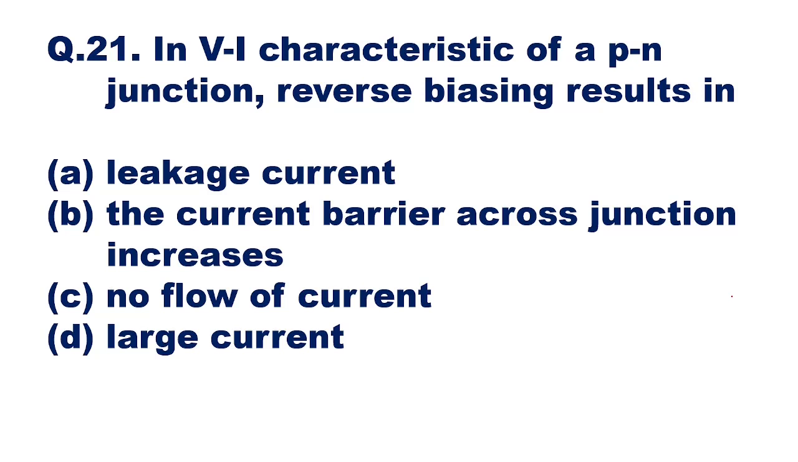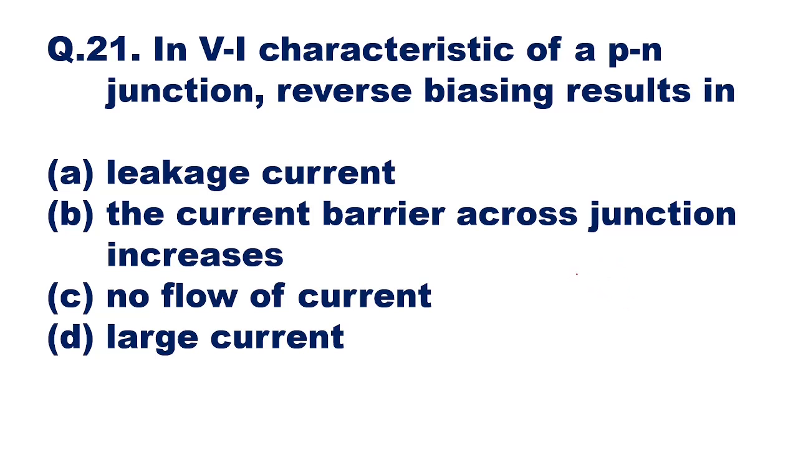In VI characteristics of PN junction, reverse biasing results in. The options are leakage current, the current barrier across junction increases, no flow of current, and large current. Now we know whenever a PN junction is reverse biased.